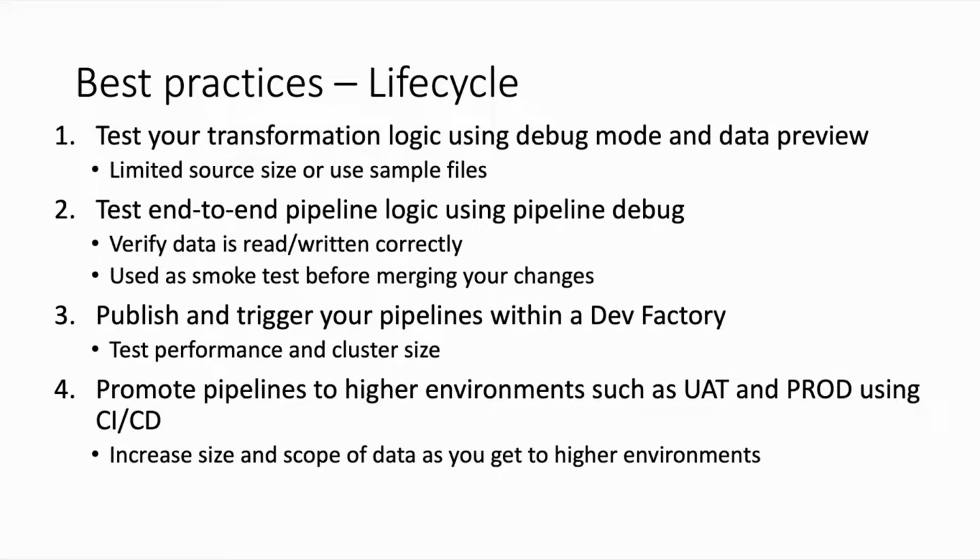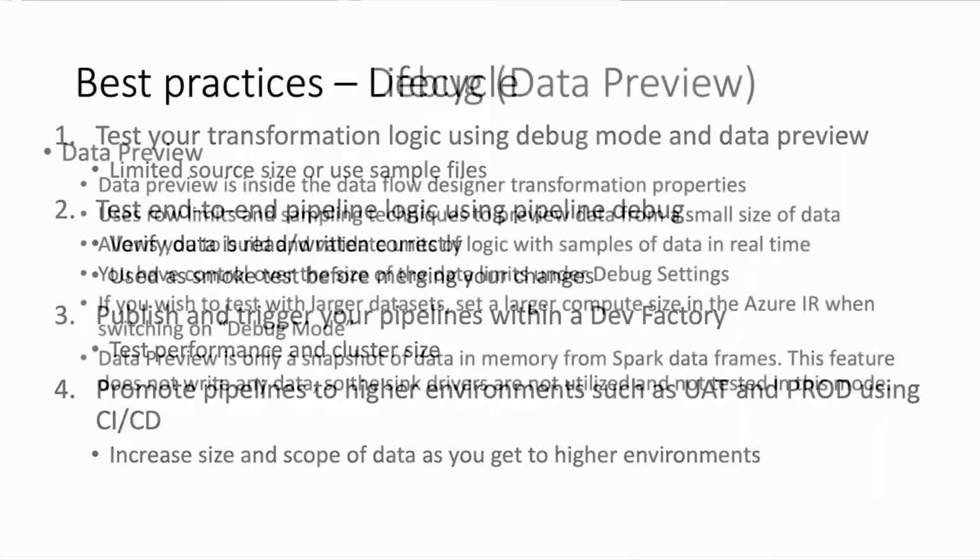And then once you verify the data is read and written correctly, use smoke tests before you merge your changes. It's more about CI/CD concepts. We integrate with source control, and through that source control, you can do continuous deployments across UAT and prod environments using CI/CD. So you can promote pipelines to higher environments once you qualify in UAT, and then you can promote it to production.